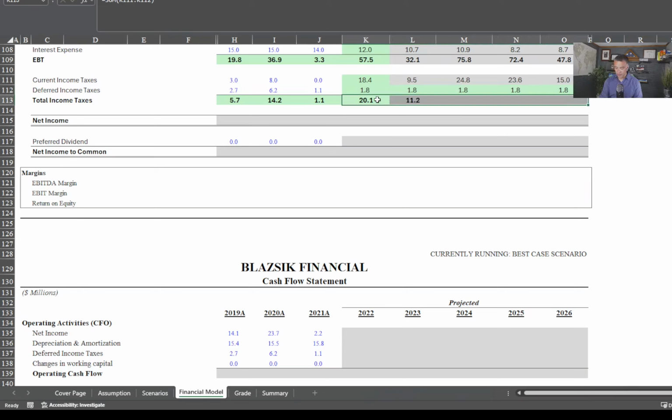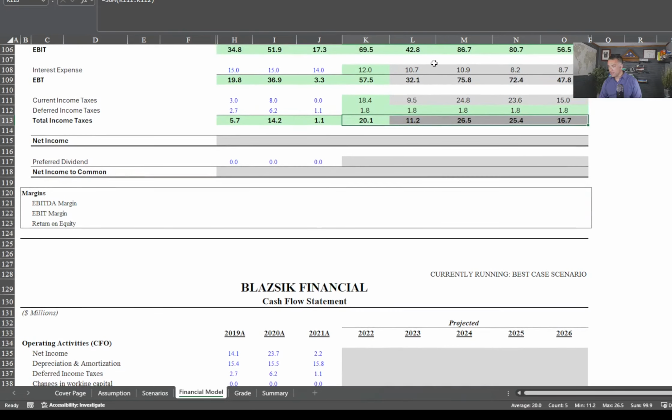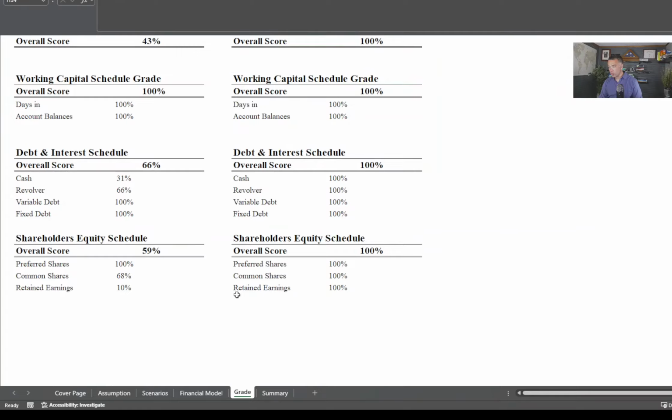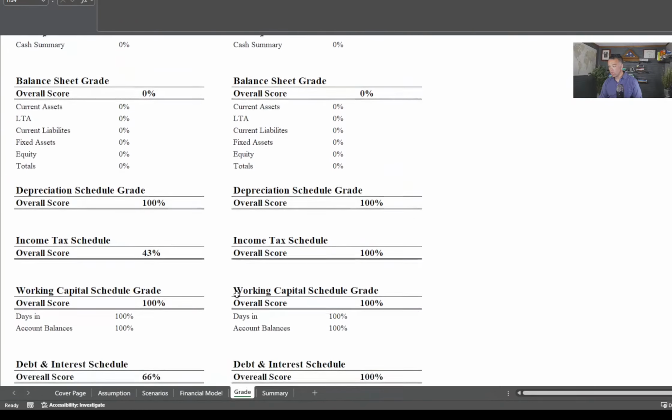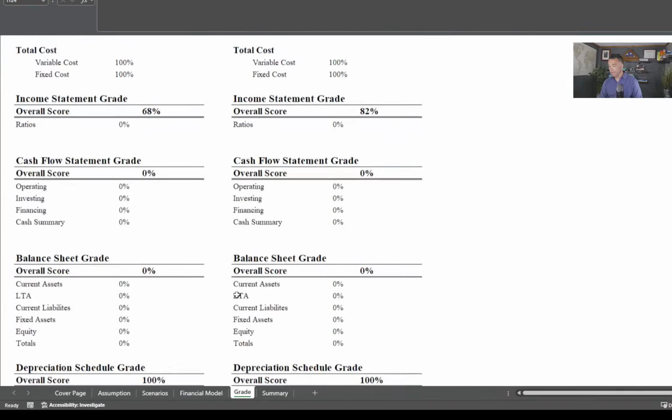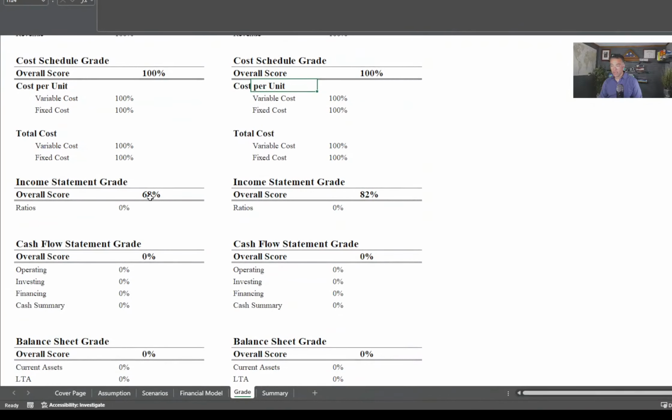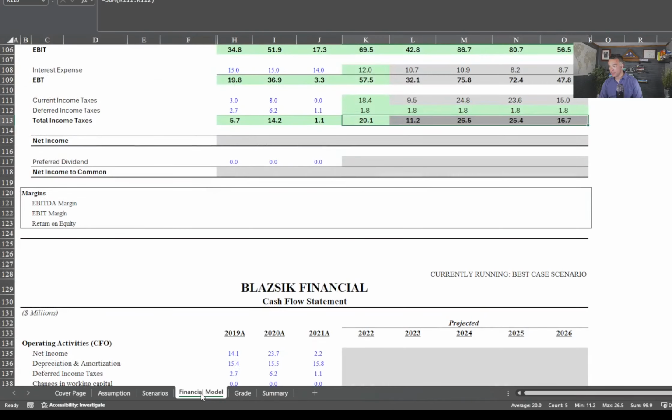And then we'll fill in the totals going across. You notice that we have some that are not green. We did it correct. If you want to make sure you did it correct, you can go to your grade and you can see we got 68% of the numbers are correct, 82% we've completed, which means we've done the right function 82% of the income statement.